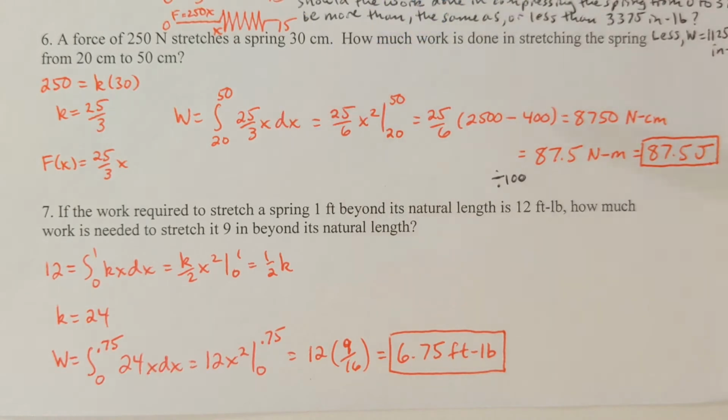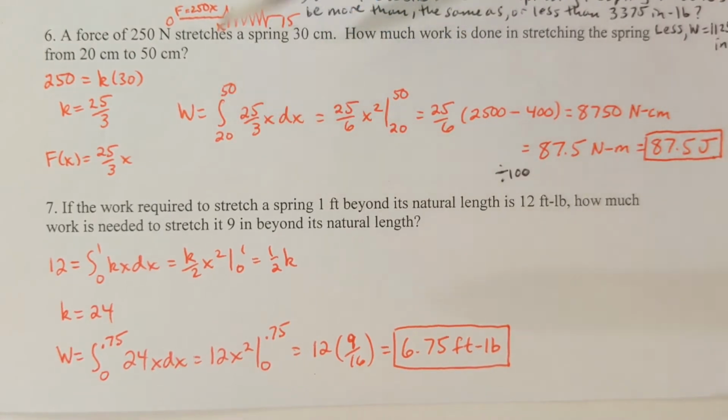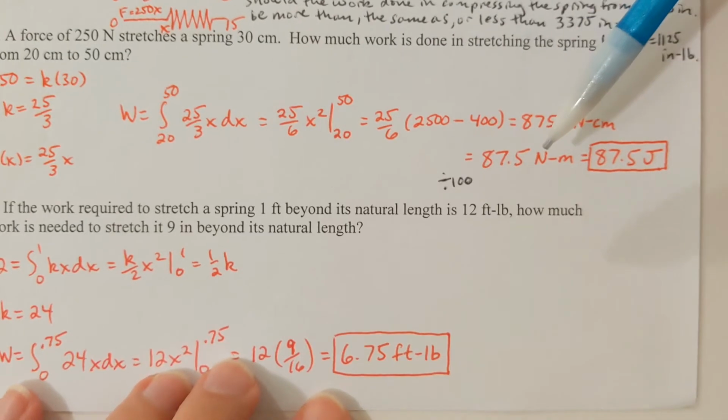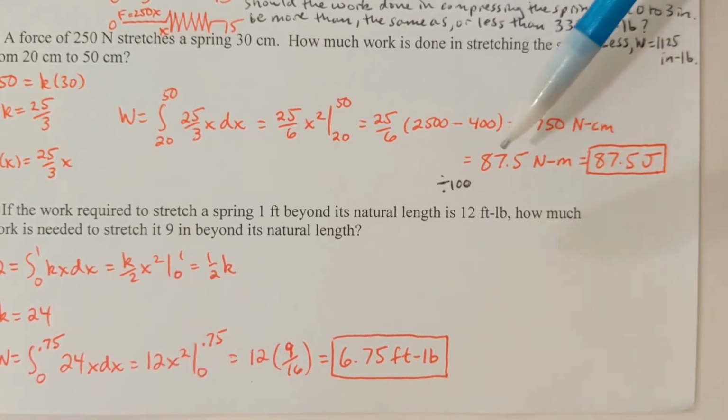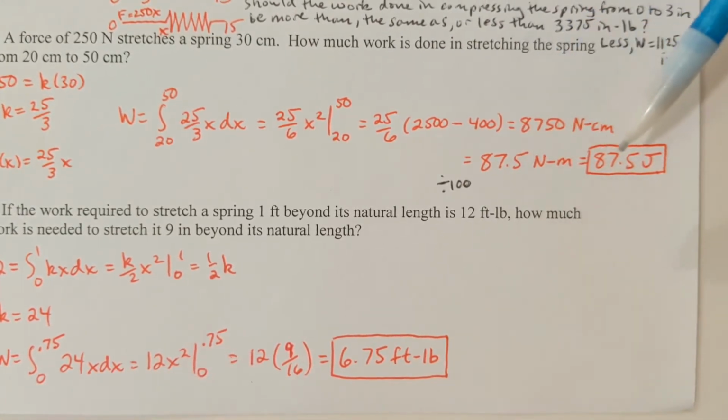That's going to go in my integral. How much work is done in stretching the spring from 20 centimeters to 50 centimeters? Well, I'd set up my bounds there and then integrate. When I plug in the bounds, I'm getting 8,750 Newton centimeters, which if you divide by 100, you'd get the result in Newton meters. 87.5 Newton meters, or 87.5 joules, would be the answer.